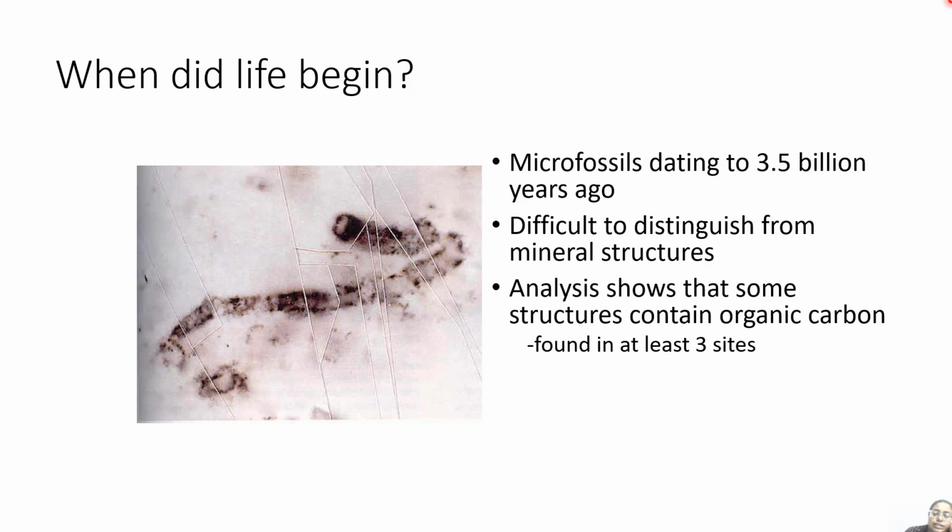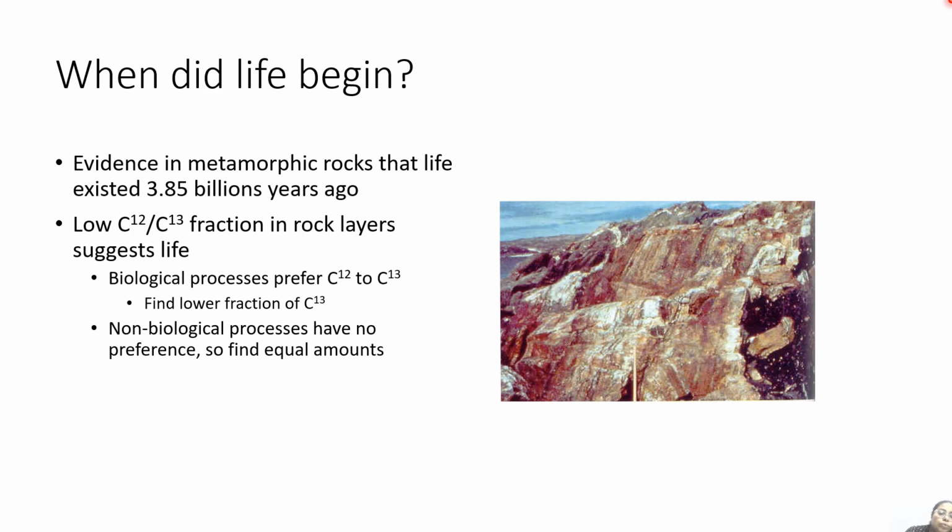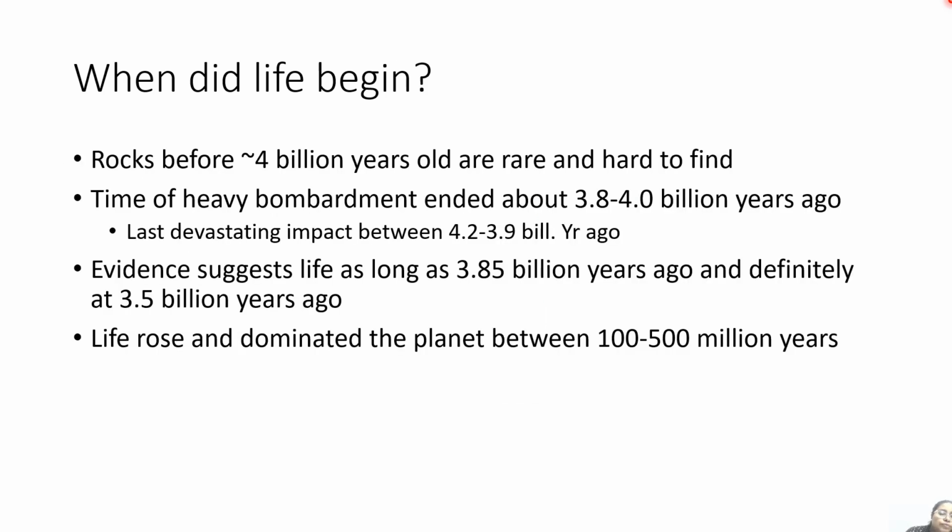Now, these microfossils dating to 3.5 billion years ago are difficult to distinguish from mineral structures, and analysis shows that some structures contain organic carbon that is found in at least three sites. When did life begin? There is evidence in metamorphic rocks that life existed 3.85 billion years ago. The low carbon-13 to carbon-12 fraction in rock layers suggests life. Biological processes prefer C12 over C13, giving a low fraction of C13, while non-biological processes have no preference, so they find equal amounts.